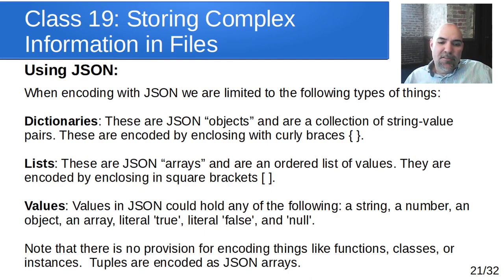Now, one of the things to note is there's no provision in JSON for encoding things like functions and classes, which we really should avoid anyway, and also instances. Notice there's no way to really encode an instance. And there's also no way to store tuples. Those are always stored as JSON arrays or lists.